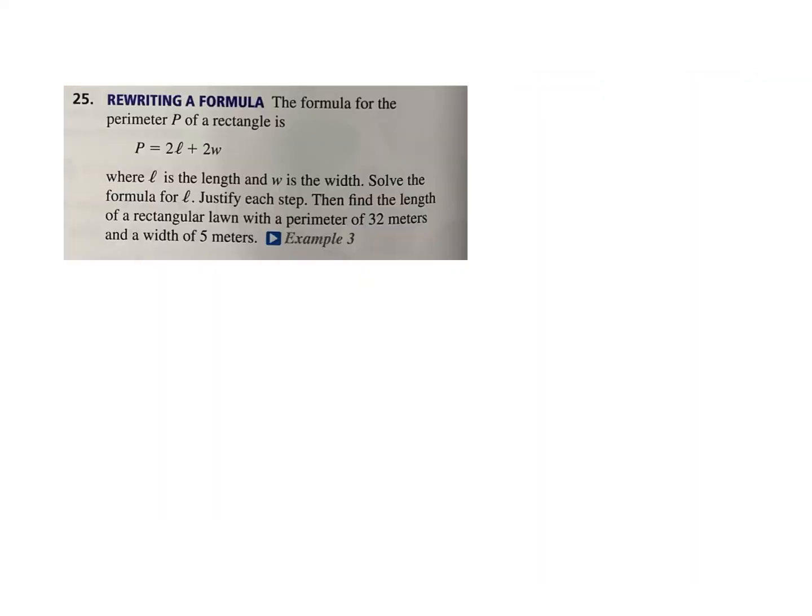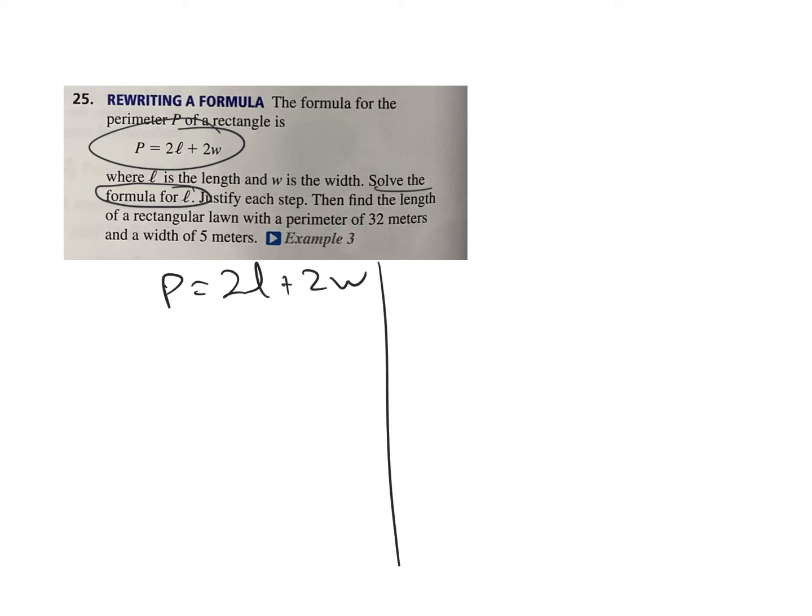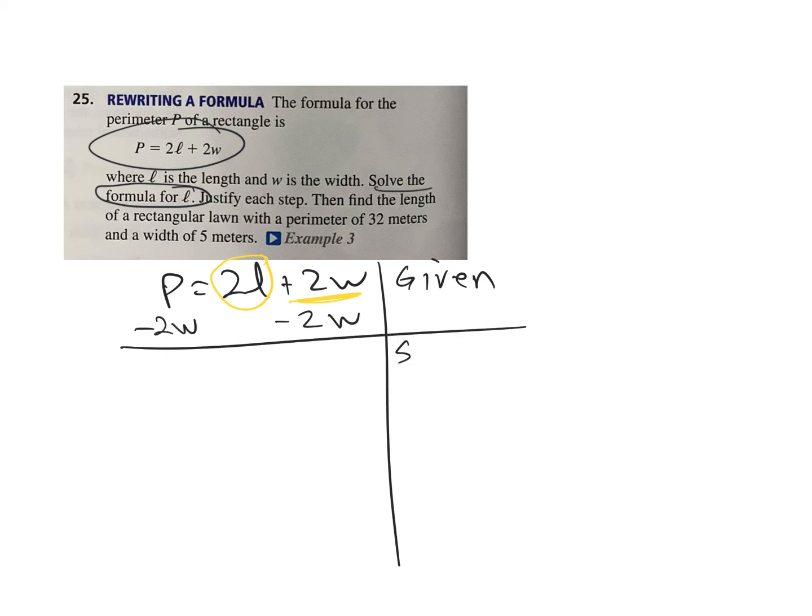And now, we have the perimeter formula here, and we want to solve for L. Solve the formula for L. All right, so let's go ahead and set it up. P equals 2L plus 2W. That is our given. So that's the term that we want. We need to remove this. It's attached by addition, so we subtract it, once on each side. That's the subtraction property of equality.